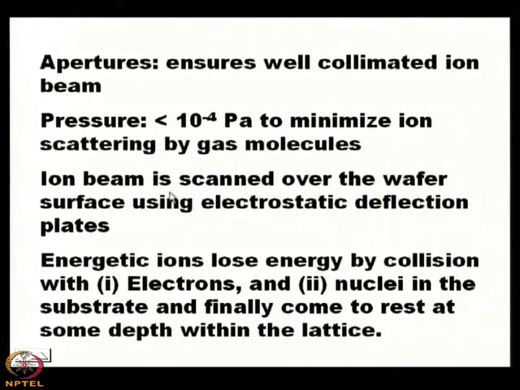And then the ion beam is scanned over the wafer surface using electrostatic deflection plates. And finally, the energetic ions lose energy by collision with either electrons or nuclei in the substrate, and finally come to rest at some depth within the lattice. The most important thing in ion implantation is this part, that means, how the energetic ions will lose their energy. There must be collision inside the material. So, inside the material, what kind of collision can be made?